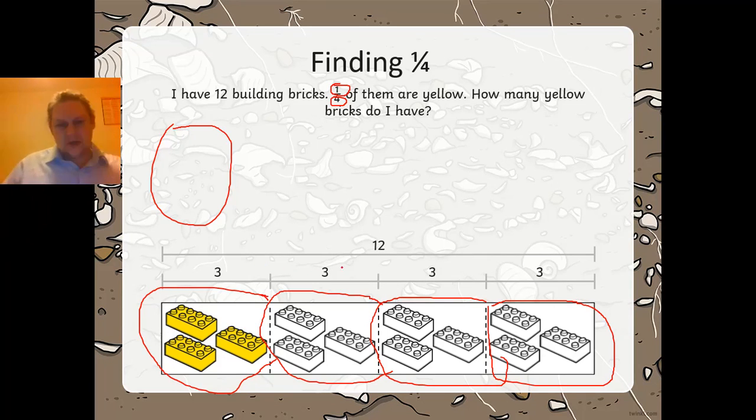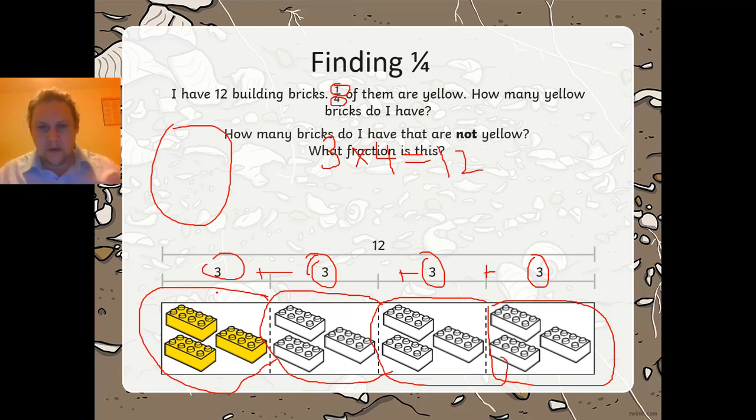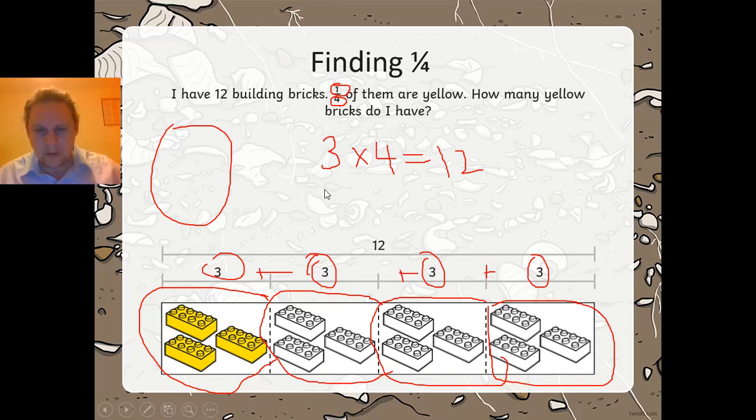Okay, so we're showing here we've got 12. Now remember, we said we can use our times tables to work this out. So 3 plus 3 plus 3 plus 3 equals 12, or another way we can say that is 3 times 4 equals 12, because there's 4 groups of 3, aren't there? 4 groups of 3, like we've got down the bottom here.